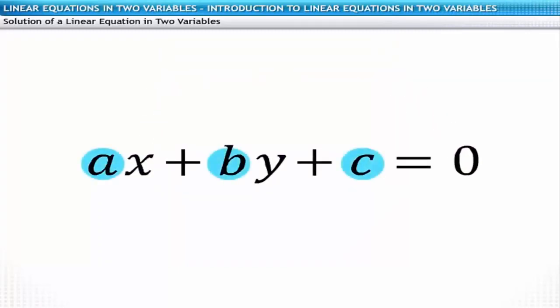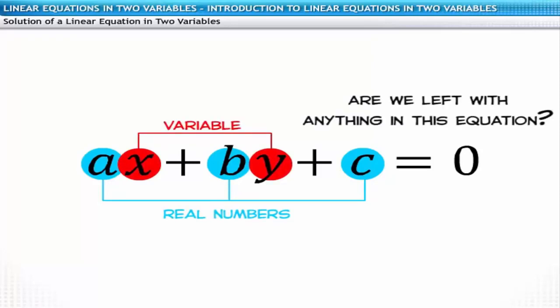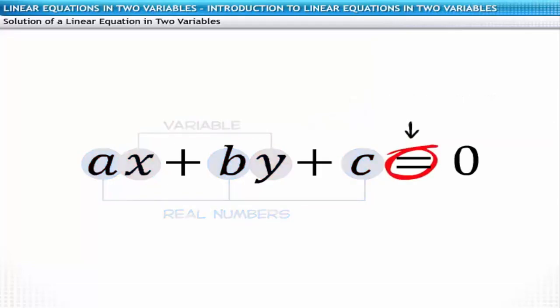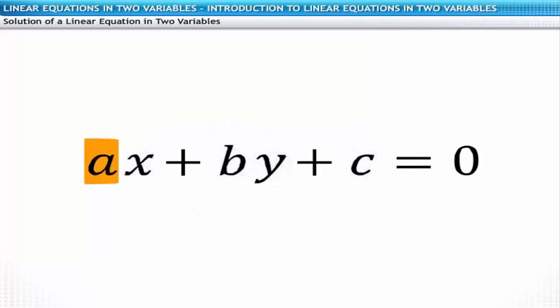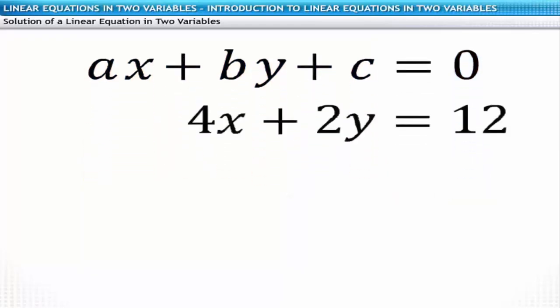So far, we've seen that a, b and c represent real numbers. We have also seen that x and y represent variables in the equation. Now, are we left with anything in this equation? Yes, the equal to symbol. This equal to symbol signifies that the left-hand side value of the equation is equal to the right-hand side value of the equation. Let's understand this with an example.